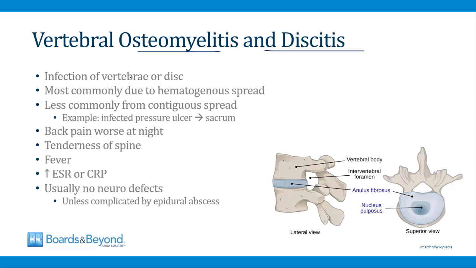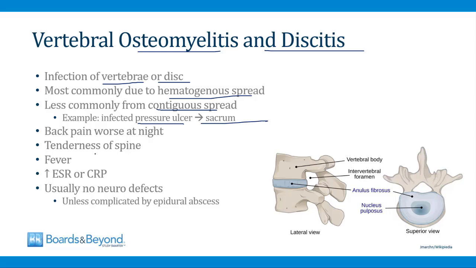This refers to either infection of the vertebra of the spine or the intervertebral disc. And usually when this happens, it's due to hematogenous spread, where bacteria enter the bloodstream and reach the spine through the bloodstream. Less commonly, it can occur from contiguous spread. This sometimes happens, for example, if patients have an infected pressure ulcer in the sacrum. This can lead to osteomyelitis or discitis involving the sacral spine.